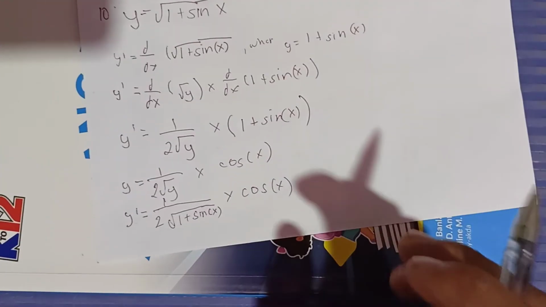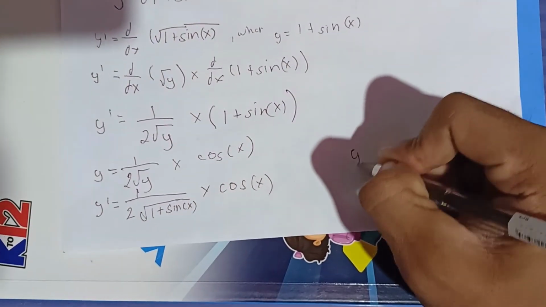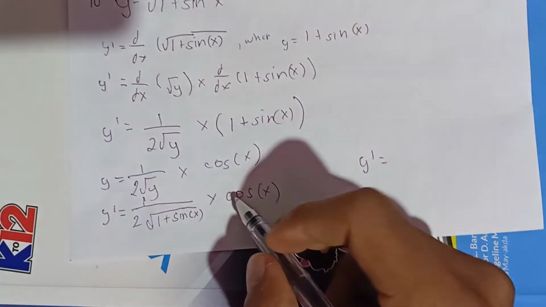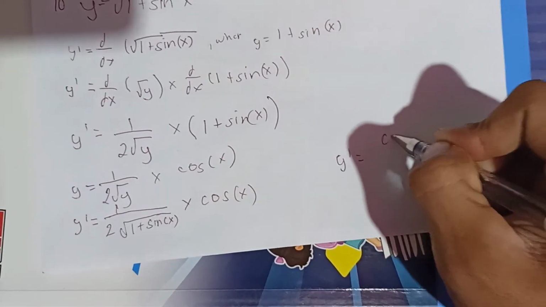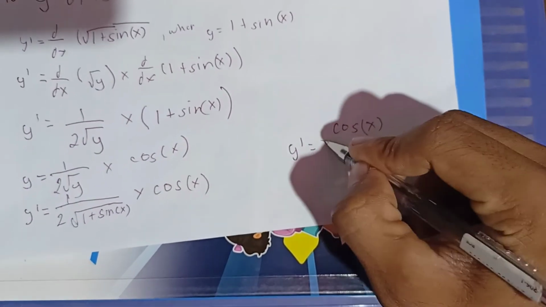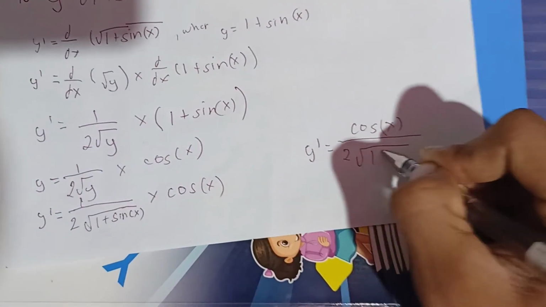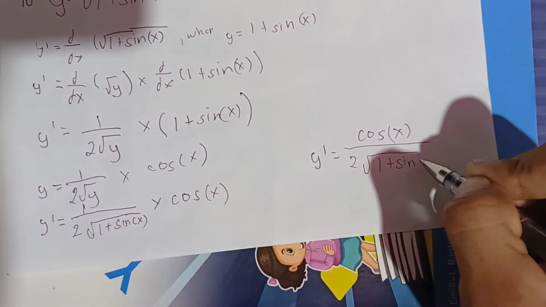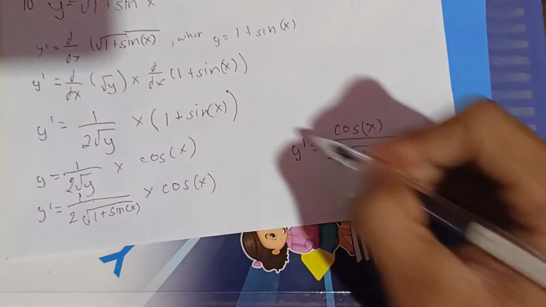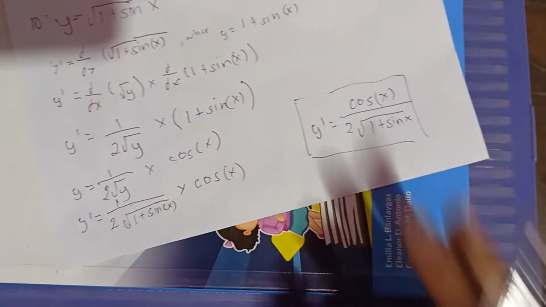Then we'll calculate the product. So the answer is y prime equals cosine x over 2 square root of 1 plus sine x, since we multiply it here. So this is the final answer for number 10.